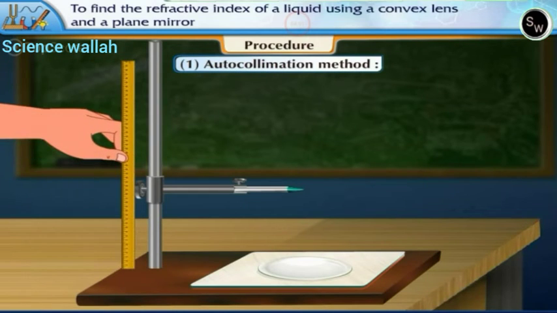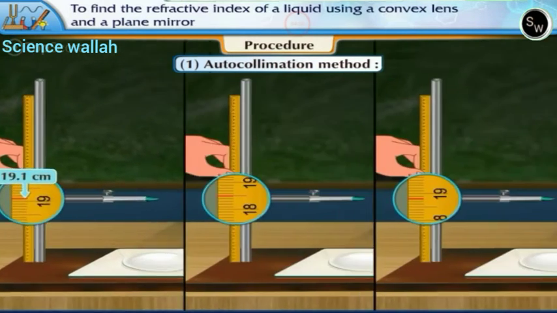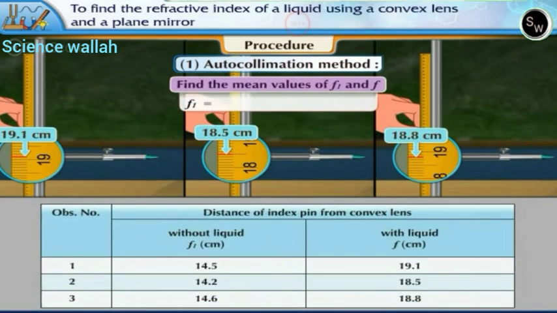Measure the distance of the index pin from the surface of the mirror as f. It is found to be 19.1 centimeter. Repeat the procedure twice. We find f is equal to 18.5 and 18.8 centimeter. Find the mean values of f1 and f. They are f1 is equal to 14.4 centimeter and f is equal to 18.8 centimeter.